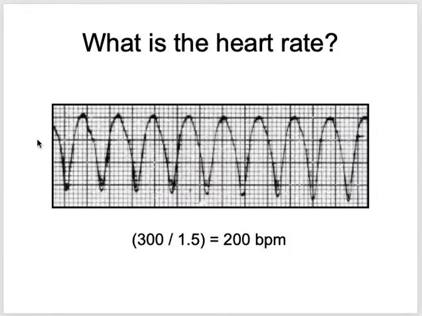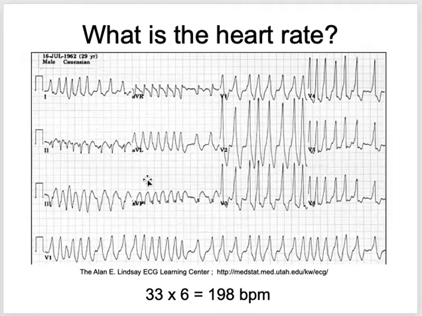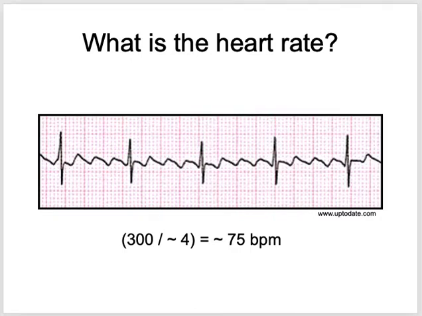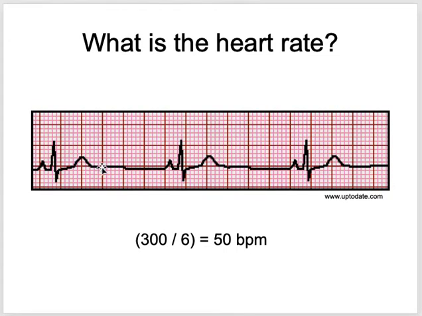For example, if someone has a tracing like this, now you can see between these two QRS complexes there are almost 1.5 big blocks, so 300 divided by 1.5. For example, someone has a heart rate like this, where the QRS complex falls exactly after one big block. Don't ignore the rest of the ECG, just look at this part. Each QRS complex is falling after one big block, which means that if one QRS complex is here, one is here, one is here, and one is here.